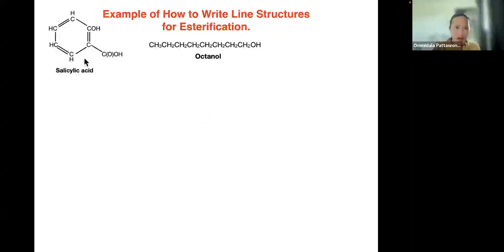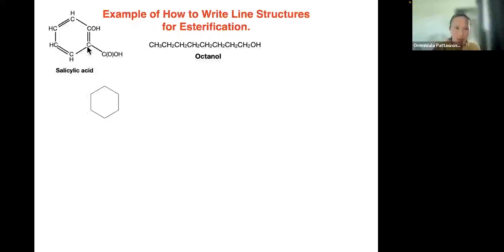Okay, so this one right here, you probably notice that it contains a 6-membered ring. So I'm going to start with that. Each of these corners is going to represent a carbon. So we have 1 carbon, that one right there, connected to another carbon, which is that one right there, connected to another carbon, which is that one right there, and so on.